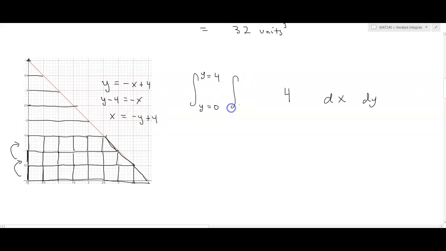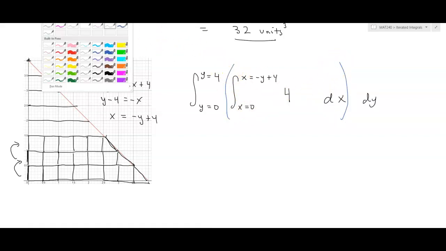So we're arguing here that if we start at x equals 0 and go up to x equals negative y plus 4, that should give us the same answer, this 32 cubic units that we achieved by slicing into dx strips first and then summing along all the dy's. We should get the same answer. So we can now evaluate this. We can again think about the inner integral first.